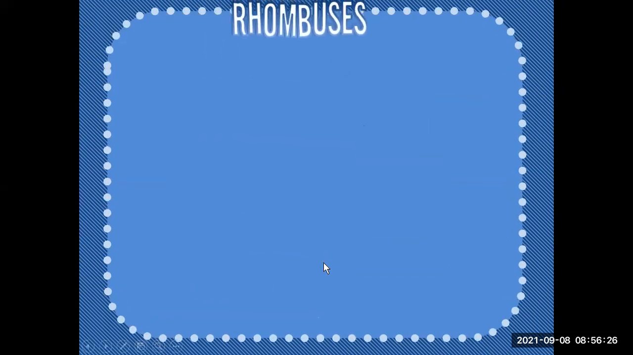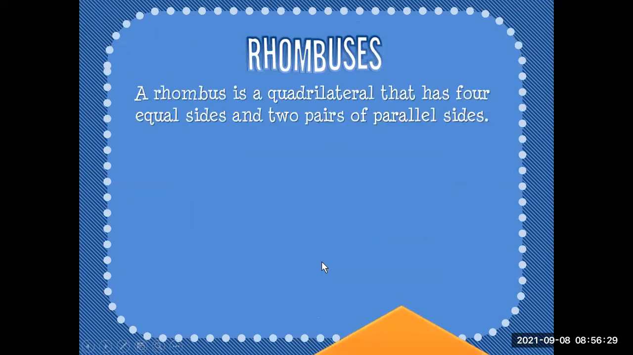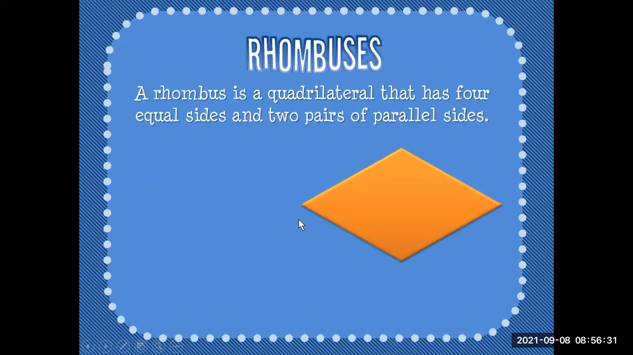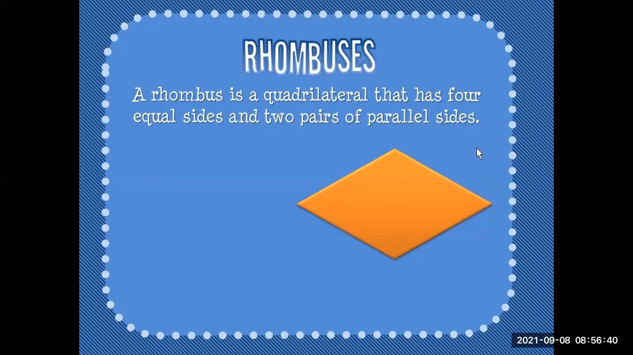Next is a rhombus. How do we identify a rhombus? No right angles, isn't it? And all four sides are equal and there are two pairs of parallel sides. That's a rhombus.